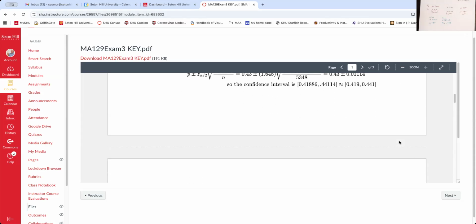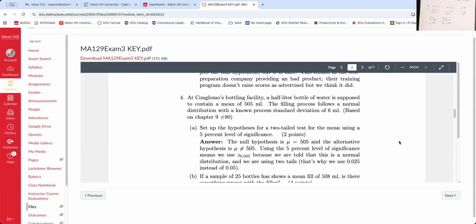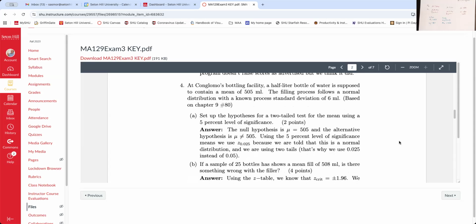Here's my water bottle problem. The key word in here is what? The whole process, not just the group, the whole process. This water bottle facility is known to vary by up and down 6 milliliters in either direction. Whole process, Z, not T.